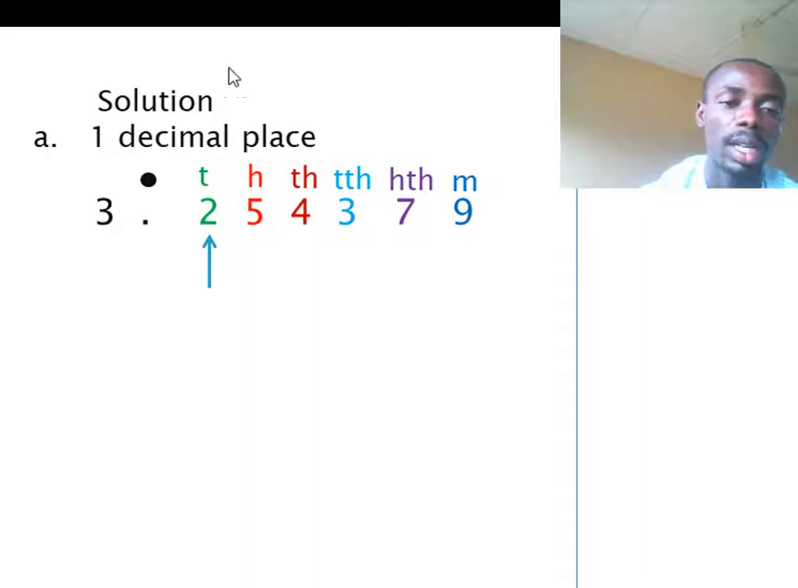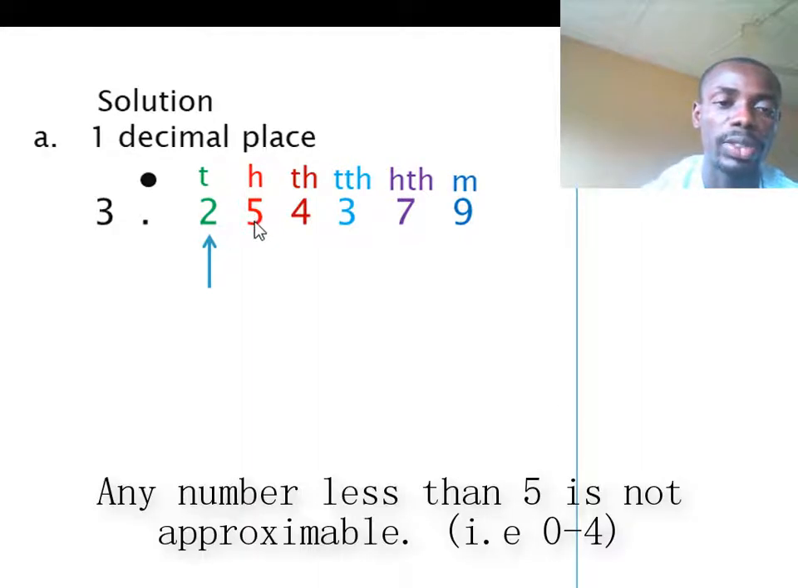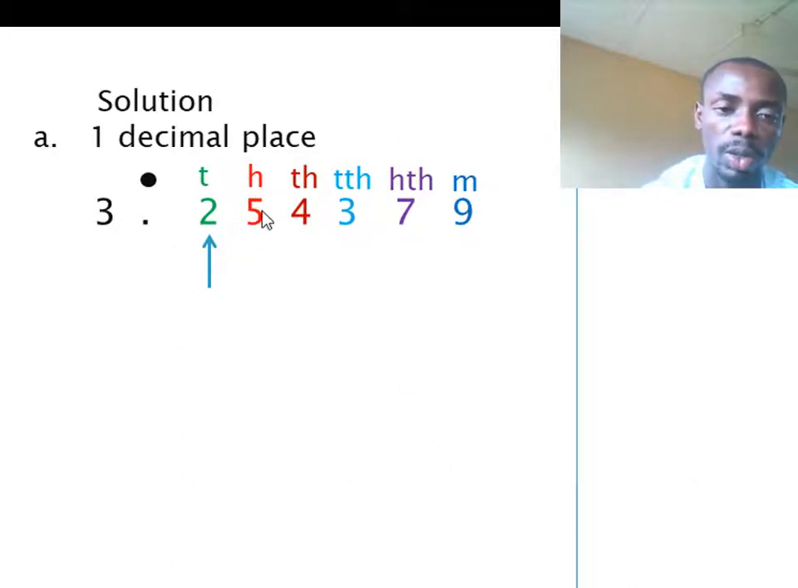Now, any number less than 5 is not approximable. So the digits from 1 to 4 are not approximable. Okay, so 5 here is approximable. So we approximate 5 to 1, then add it to the considered place value.